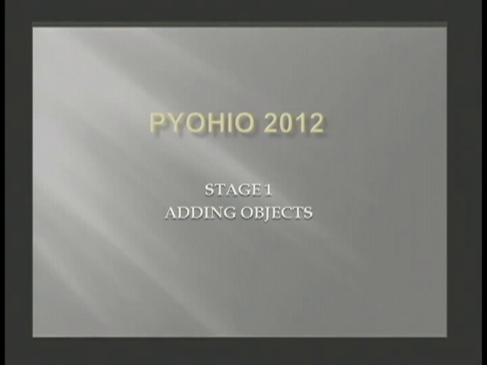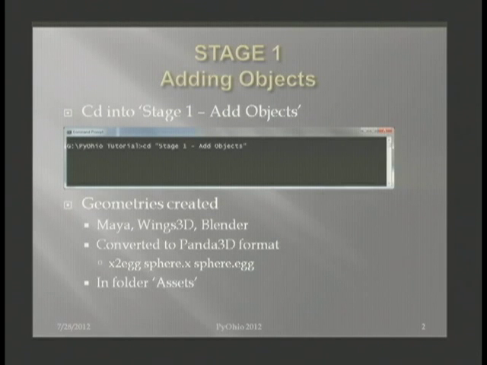Adding objects. The first step is to take your creations, the geometries you want to bring into the game, and create them through Maya, or Wings 3D, which is my favorite. It's a free modeling software that has a lot of nice features. Blender is another, an animation tool as well as a modeler.